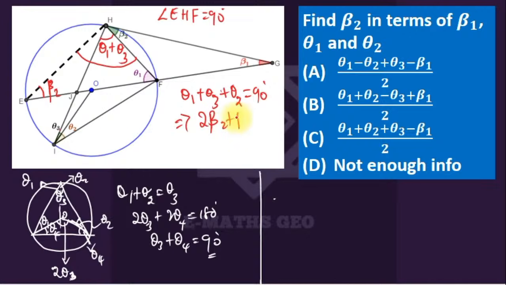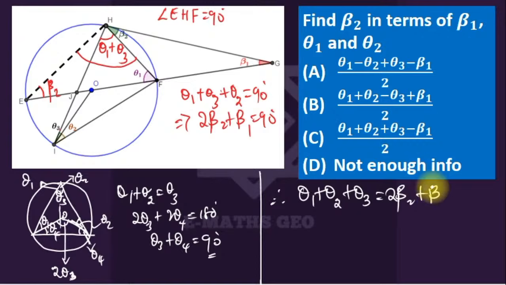Since beta 2 plus beta 1 plus 90 plus beta 2 is 180, and since one of the angles is 90, the others will sum to 90, so 2 beta 2 plus beta 1 is 90. So what do you have here? I have this is 90, this is 90, therefore theta 1 plus theta 2 plus theta 3 will be equal to 2 beta 2 plus beta 1. Since this is 90 and this is 90, you equate the two.